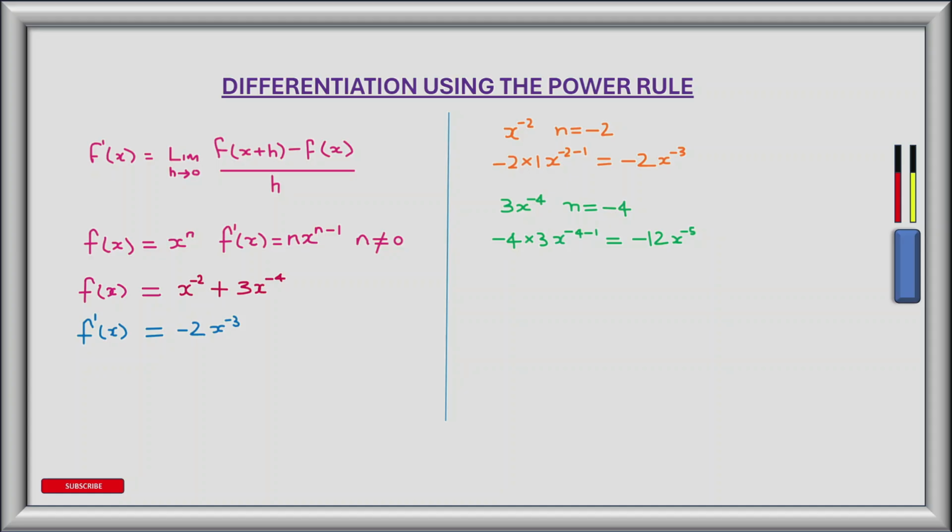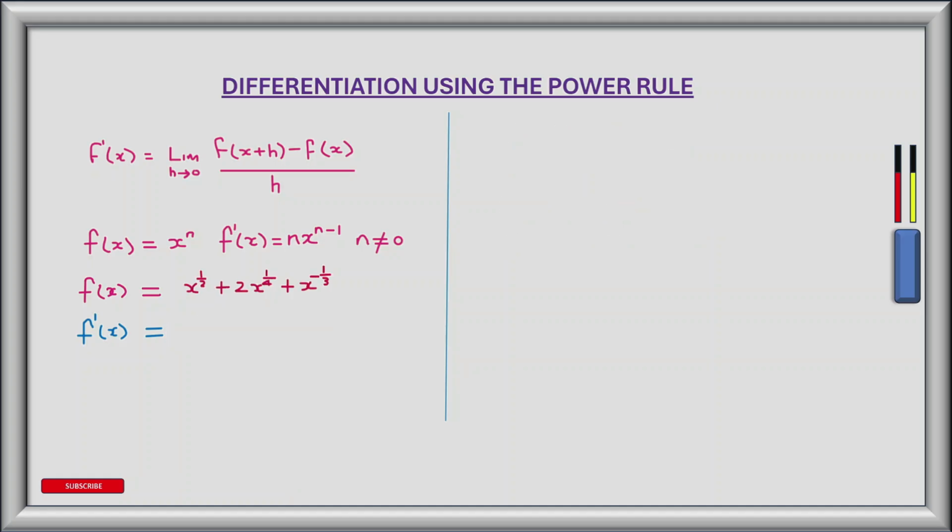So if we put all that together, we have minus 4 times 3, which gives us minus 12, multiplied by x to the power of minus 5. If we now add this term into our derivative, this is our final term. So we now have the derivative of f of x, or f prime x, which is equal to minus 2 times x to the power of minus 3 minus 12 times x to the power of minus 5.